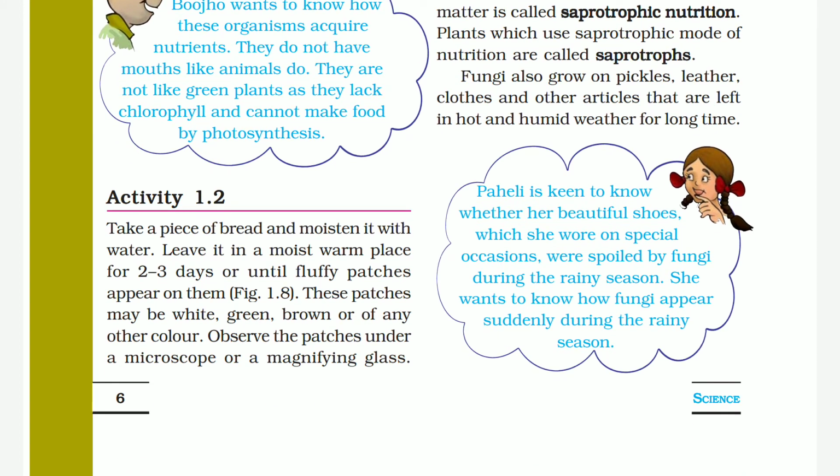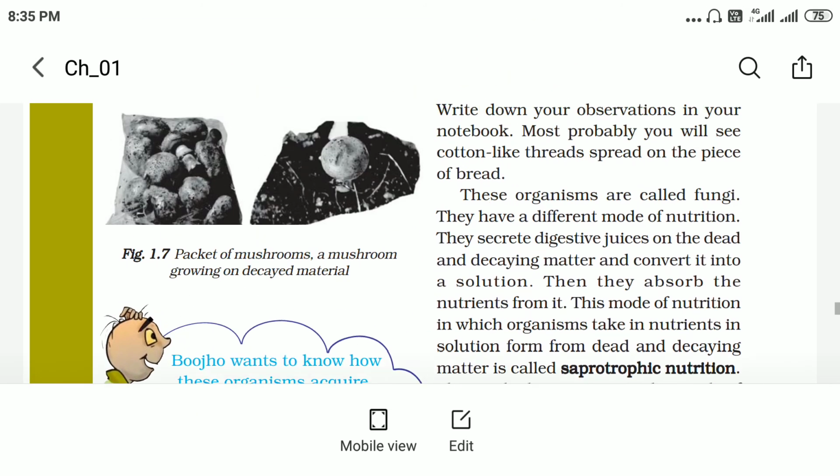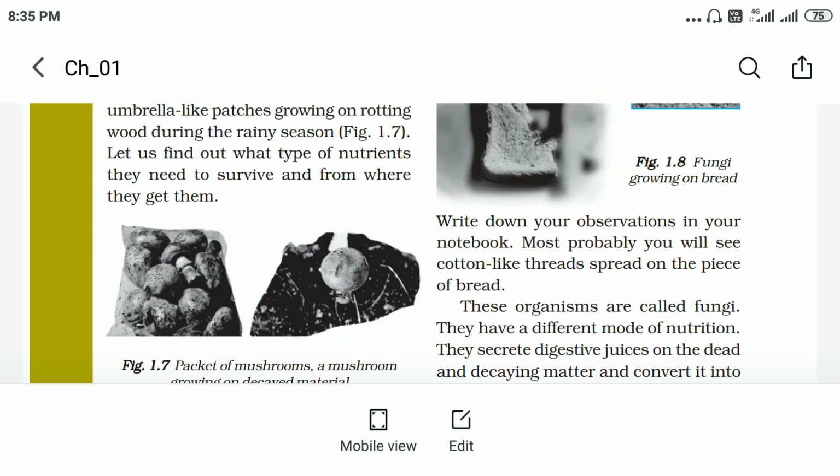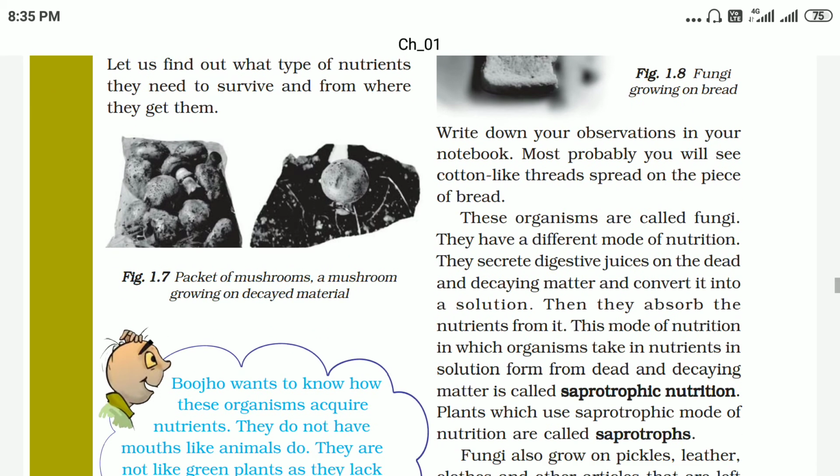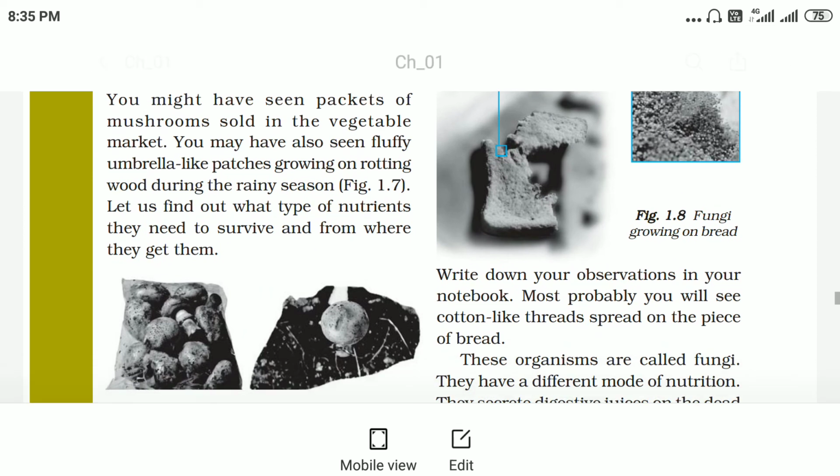You can take a piece of bread, moisten it or make it wet, and leave it at a warm place for 2-3 days. Now you will see fluffy patches come out on this, in green and brown colors, right? You observe this patch under a microscope or magnifying glass. What this looks like is what we normally call fungi.